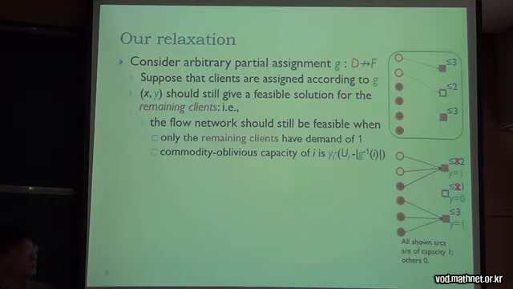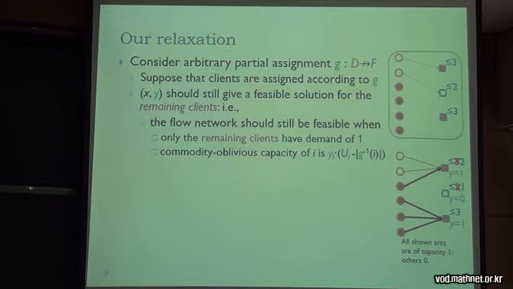But that, on the other hand, means that if we use a similar notation that we used to introduce the standard LP relaxation, we want to define a similar multi-commodity flow network and want to say that this network has to have a feasible solution, a feasible flow. So, in this new multi-commodity flow network, only the remaining clients, the clients that were not assigned by this partial assignment, will be creating a unit flow. And the commodity oblivious capacity of each facility is now going to be the opening variable times not the original capacity, but the original capacity minus the amount of its capacity that was already used by the partial assignment.